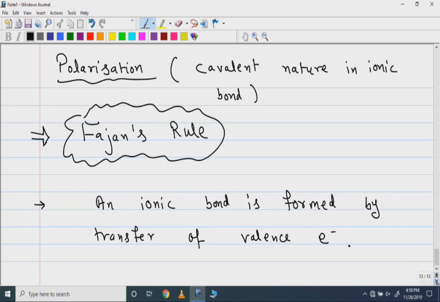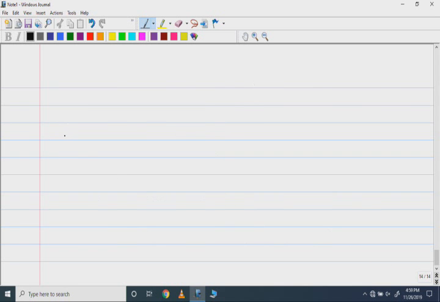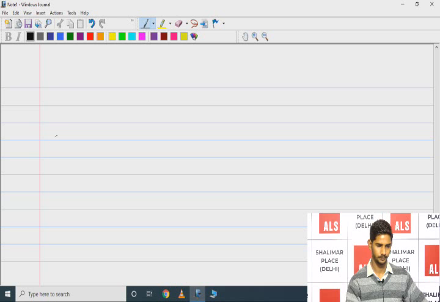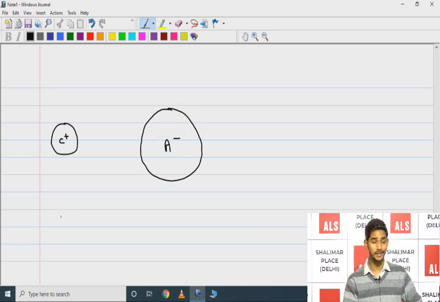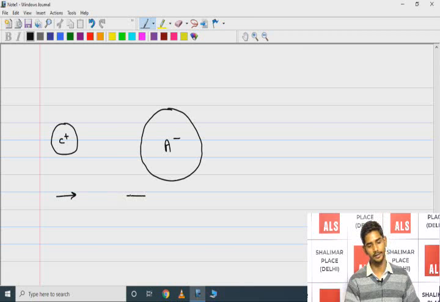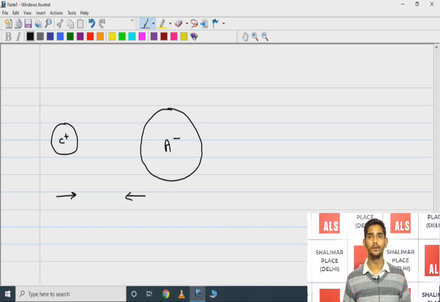Now guys, look at this. See, this is a cation and this is an anion. We know that anion carries the negative charge and cation carries the positive charge. So what actually the scenario is, the anion has the electron pairs over this one, because it is negatively charged, it means it contains the electron pairs.